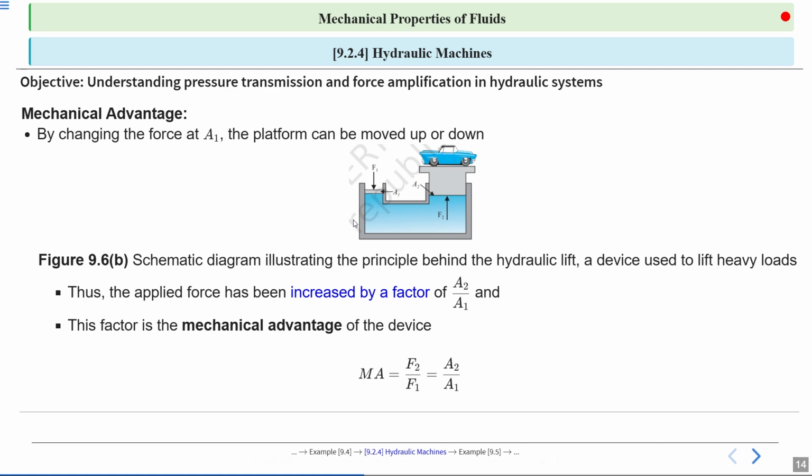So the formula for mechanical advantage: Ma equals F2 by F1, which is equal to A2 by A1. Here Ma stands for mechanical advantage, F2 is the output force and F1 is the input force.